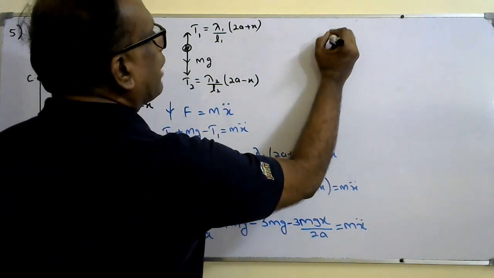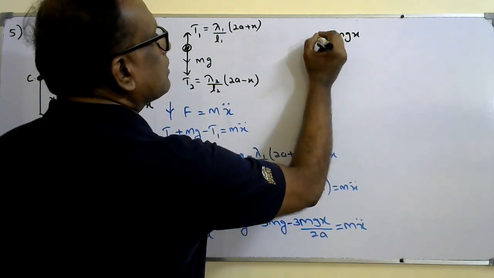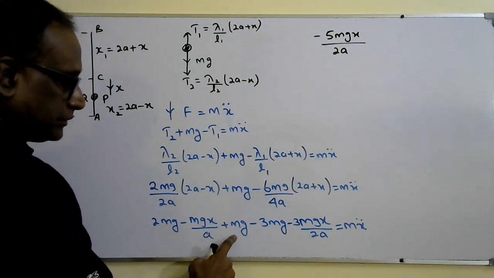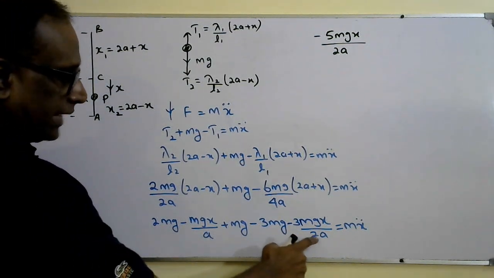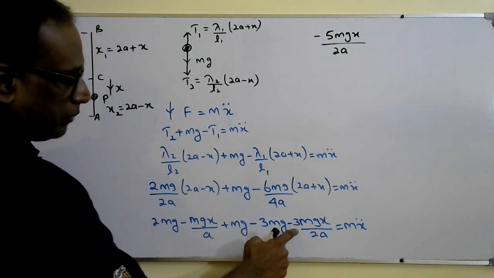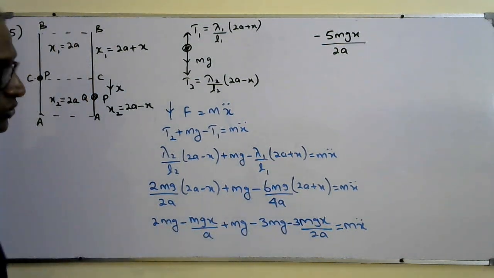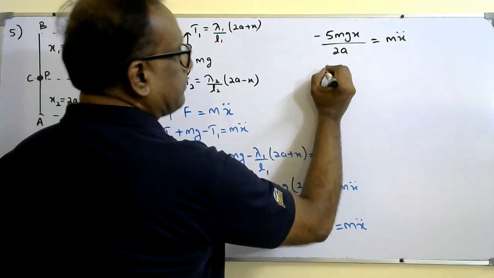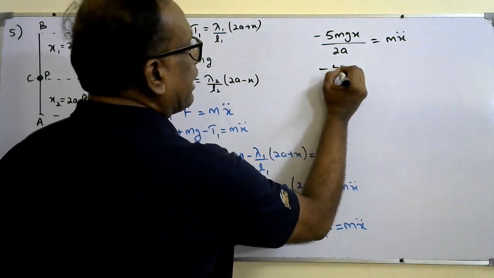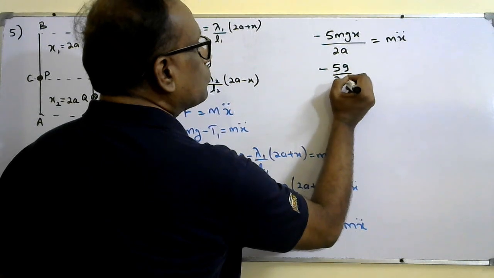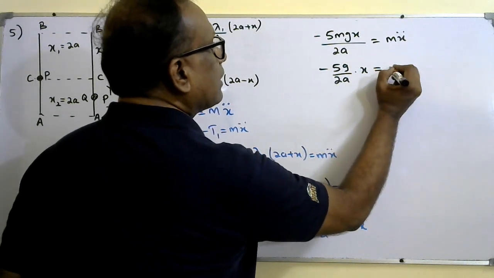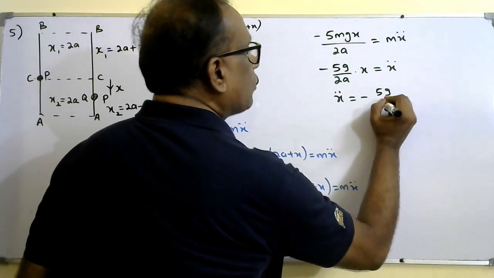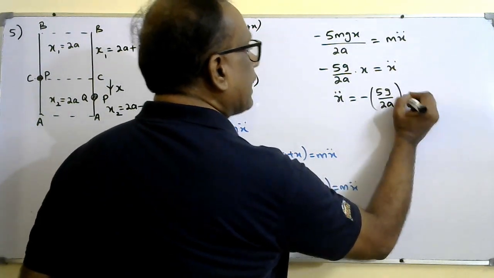So minus 5mgx over 2a, 2mg plus mg, 3mg, 3mg get cancelled. With LCM 2a, 2mgx over 2a plus 3mgx over 2a gives minus 5mgx over 2a, equal to m x double dot. The m gets cancelled, so minus 5g over 2a into x equals x double dot. Rearrange it: x double dot equals minus 5g over 2a x.